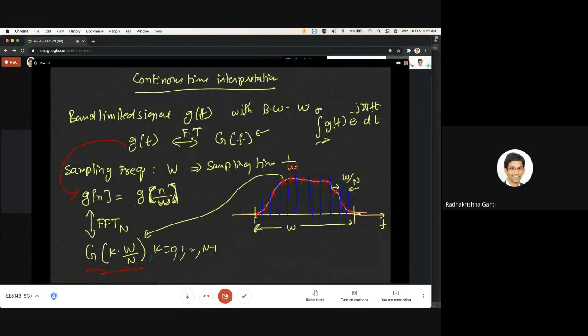What I'm saying is this will be equal to my G tilde of capital K. This was my FFT output. Those are nothing but the continuous time Fourier transform sampled at some points. That's what I'm trying to say. So there's a relation between the FFT of the discrete samples and the continuous time domain Fourier transform. Essentially, you're taking the bandwidth and dividing it into n parts, and taking the middle value of each. This is the discrete Fourier transform. Discrete is important here. This FFT is discrete.